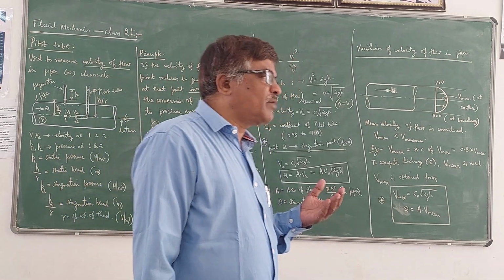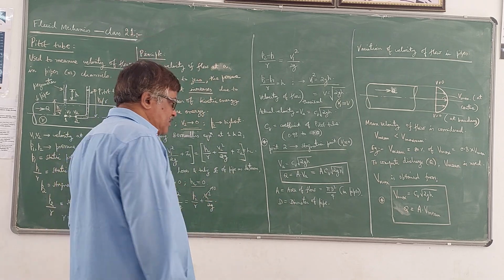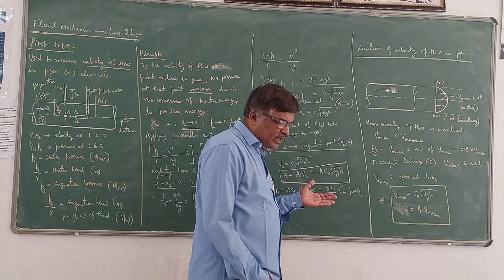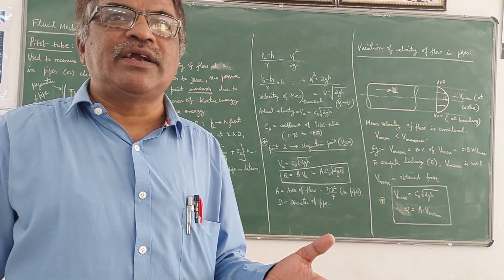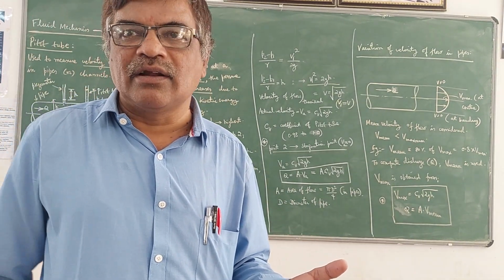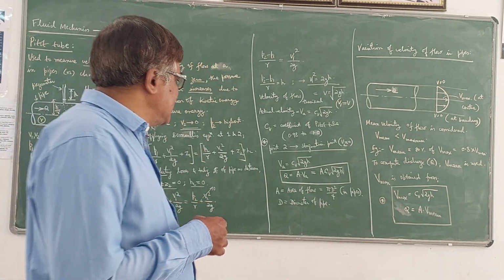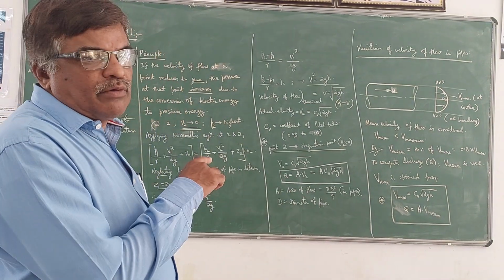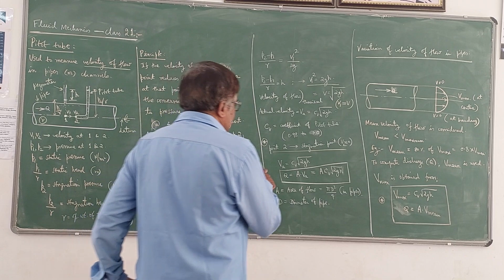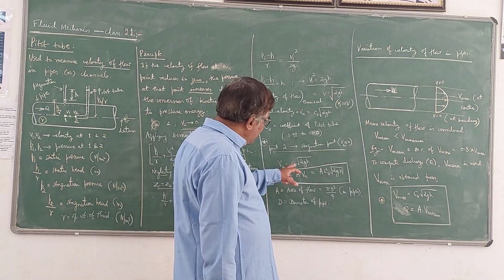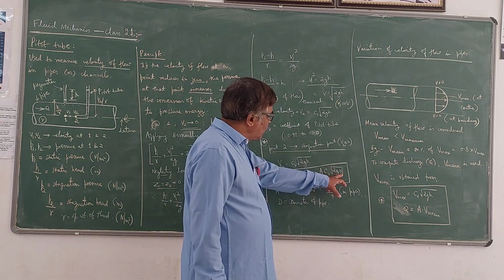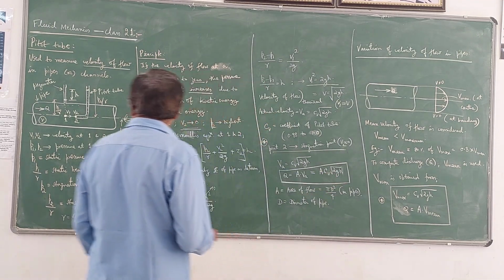So in the case of pipes, the area is pi d square by 4, where d is the diameter of the pipe. Whereas if it is a channel, depending on the shape of the channel, whether it is rectangular or triangular or trapezoidal, you have to calculate the area of flow, and that should be multiplied by the velocity to get the discharge.